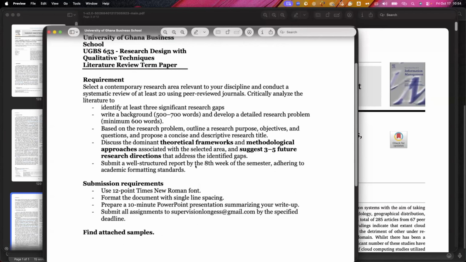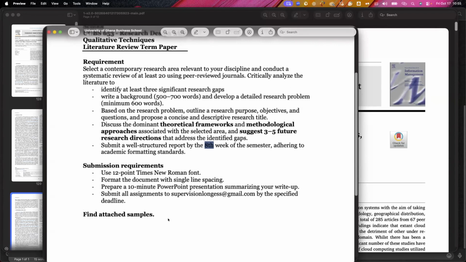Prof, please, is it still the 8th week? No, we have to do it around the 6th week because we have to go through before. We are doing only 10 weeks, so we don't have much time. Okay. I'll work on this and give it to you again, but keep in mind that we are doing the 6th week. Submit a well-structured report by the 6th week of the semester, adhering to the academic formatting standards.